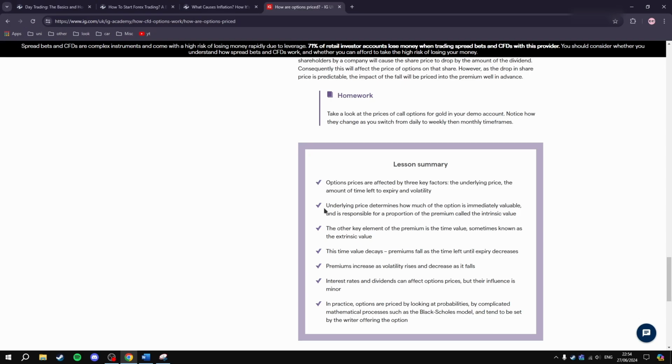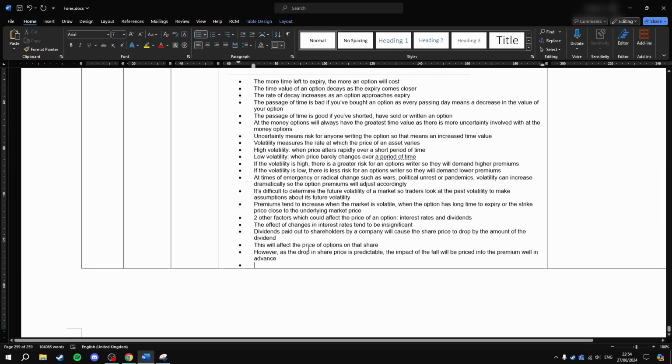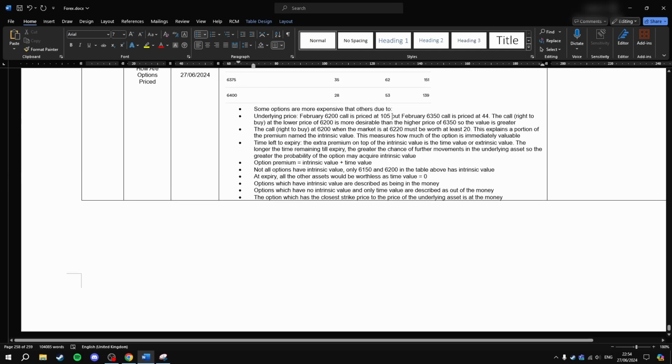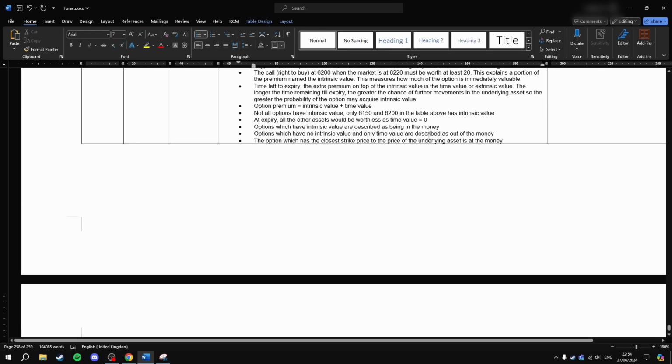So homework, take a look at the prices of all the call options for gold in your demo accounts. Notice how they change as you switch from daily to weekly, then monthly time frames. This is where the time value comes in. The extra premium on top of the intrinsic value is the time value or the extrinsic value. The longer the time remaining till expiry, the greater the chance of further movements in the underlying asset, so the greater the probability the option may acquire intrinsic value, so higher premium.